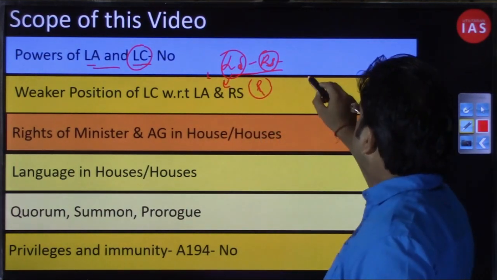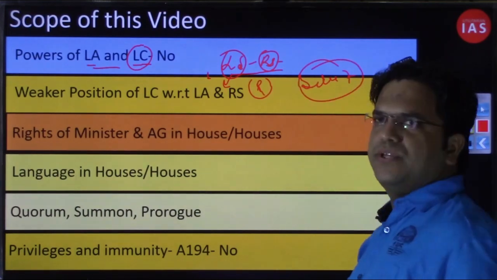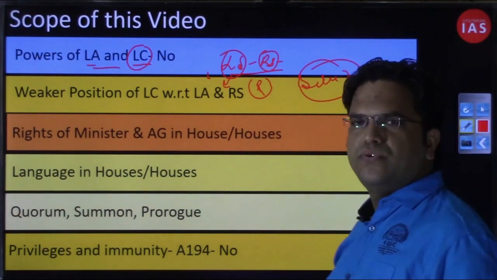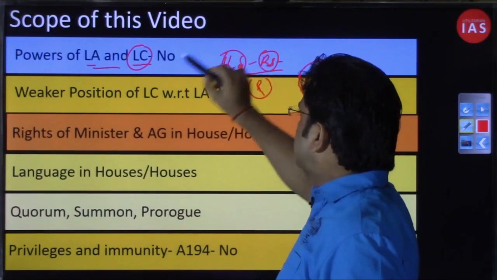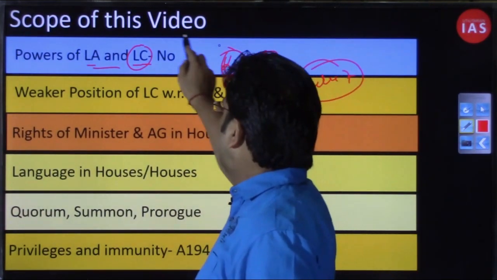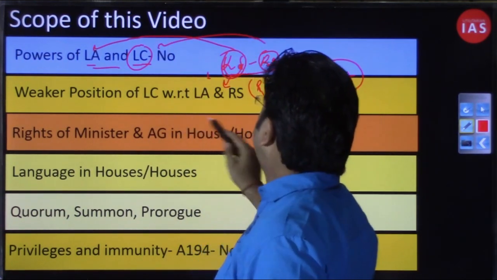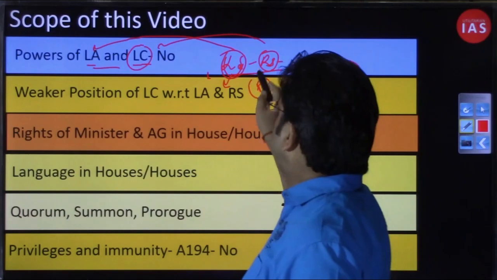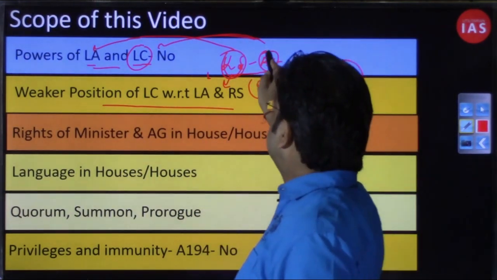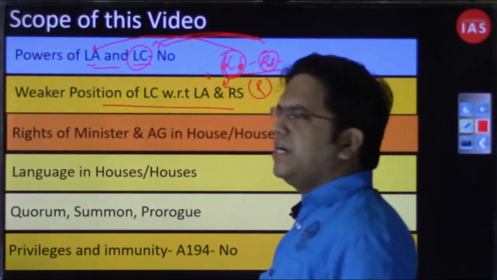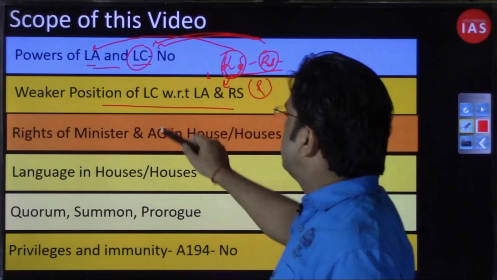So you have something called schedule 7, right? In schedule 7 you have three kinds of lists, that is union list, state list and concurrent list. The only difference, see, whatever powers are enjoyed by the Lok Sabha will be enjoyed by the legislative assembly, and whatever powers are enjoyed by Rajya Sabha generally, means there are exceptions, and those exceptions we will point out, but it is traditionally understood that whatever powers are enjoyed by the Rajya Sabha will be enjoyed by the upper house, that is the legislative council.